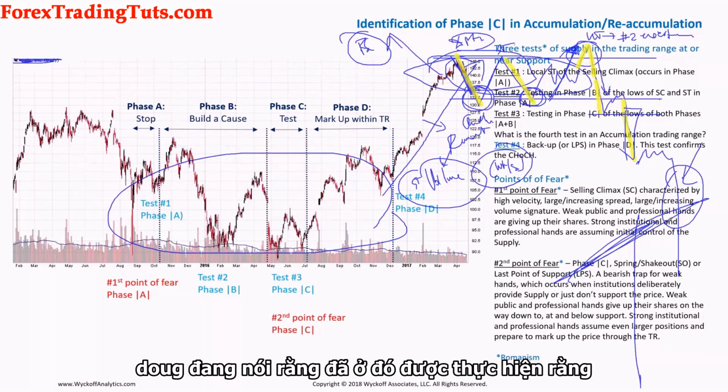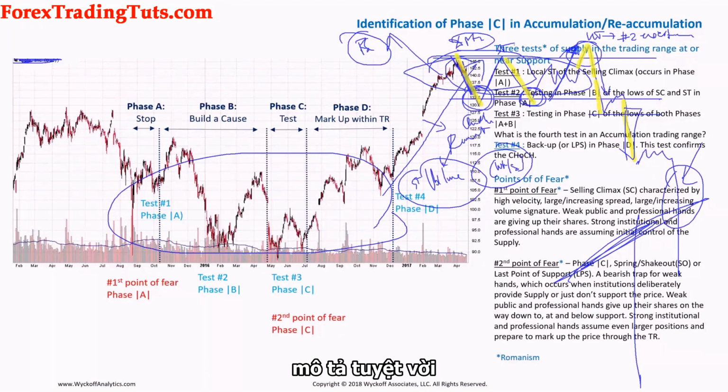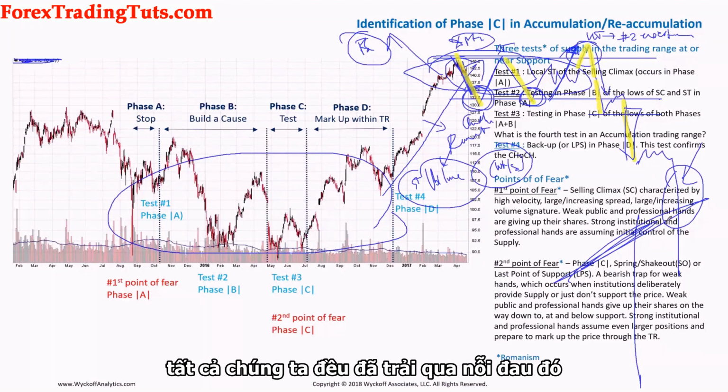Doug is saying, been there, done that, great description. Yes, we all have done that. We all have experienced that pain.